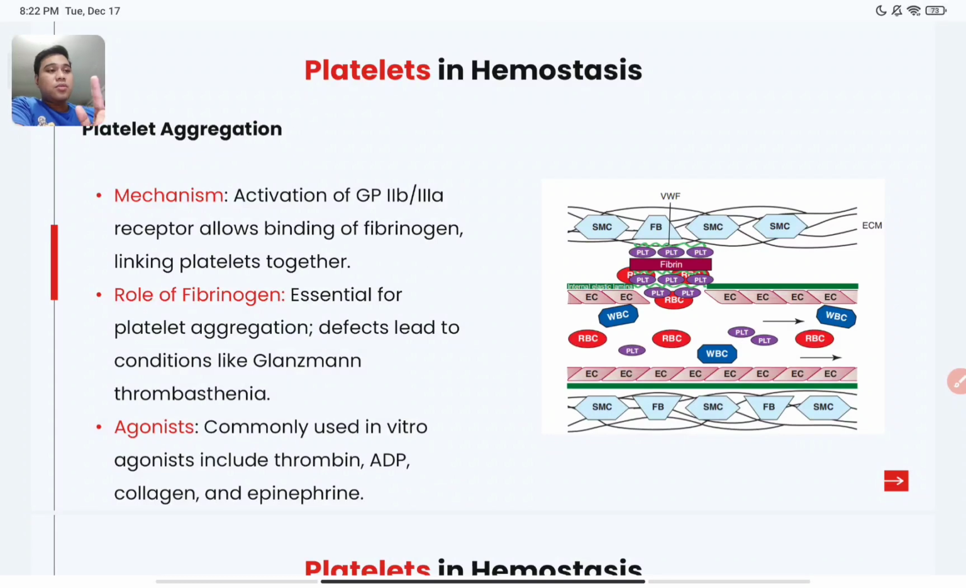So one thing to highlight here in this slide is the Glanzmann thrombasthenia, because later on, again in the diseases, we will talk about this disease. Again, just a recap, when we say platelet adhesion, diseases concerning there is your Bernard-Soulier and von Willebrand disease. When we talk about platelet aggregation defect, we talk about the Glanzmann thrombasthenia.